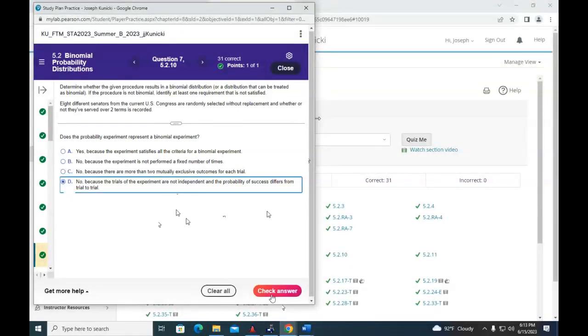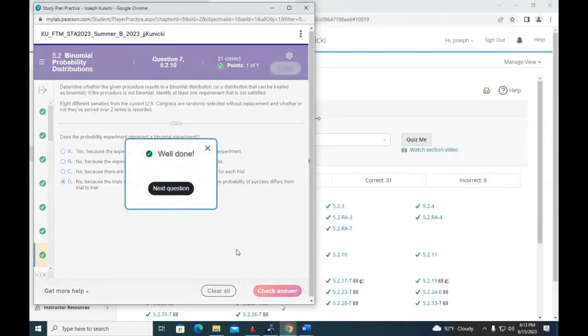So the trials are not independent. See how this one failed? We can't use it as a binomial. We can figure out some other way to do it, but not as a binomial.